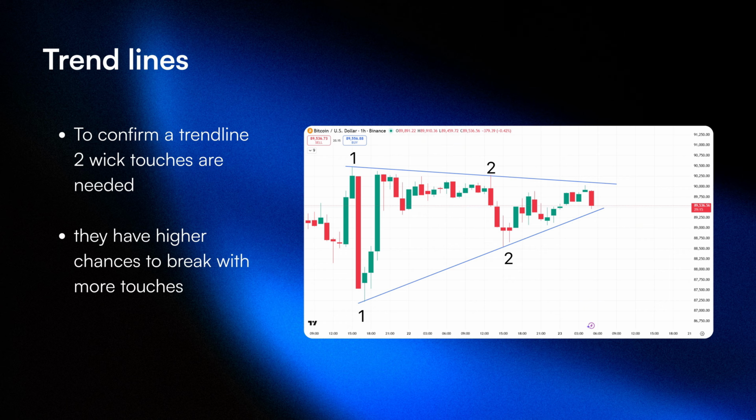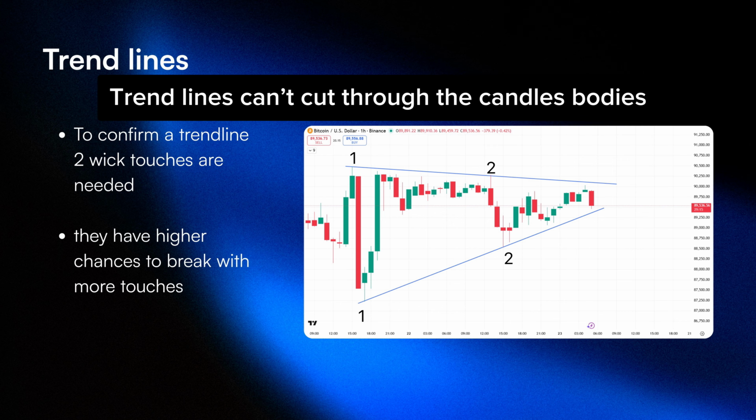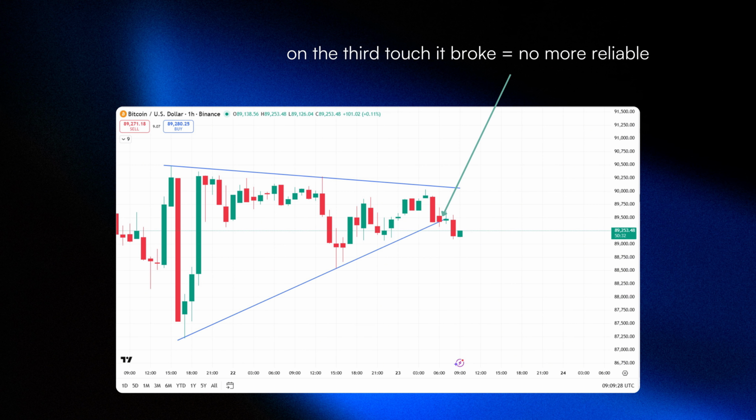One important rule is that a trend line should not cut through candle bodies on the time frame you're drawing it on. Wicks are fine, but slicing through the bodies makes the trend line invalid. When a trend line breaks and gets retested, it can flip from resistance into support or from support into resistance. So support and resistance are not just boxes, they can also be trend lines.